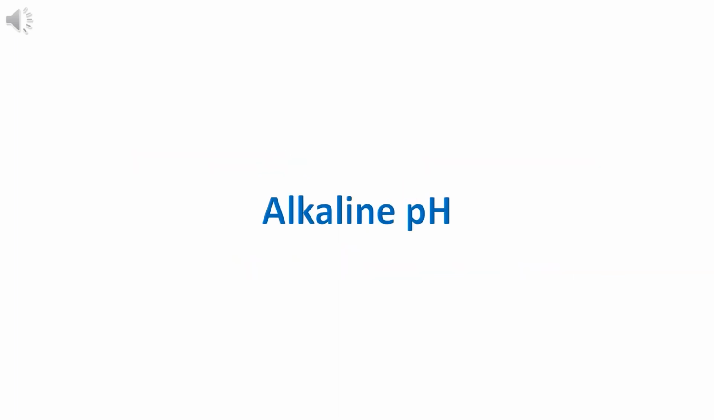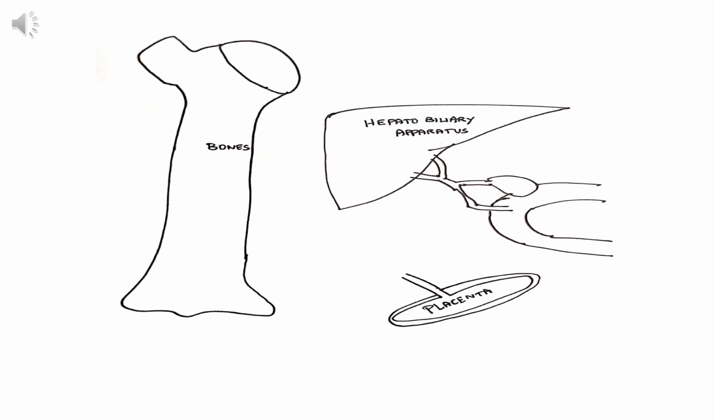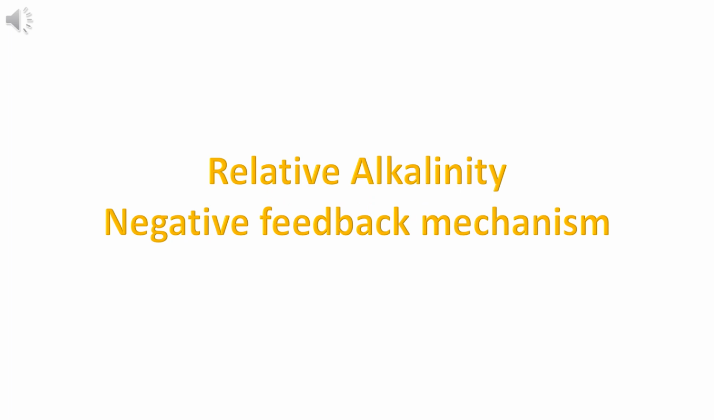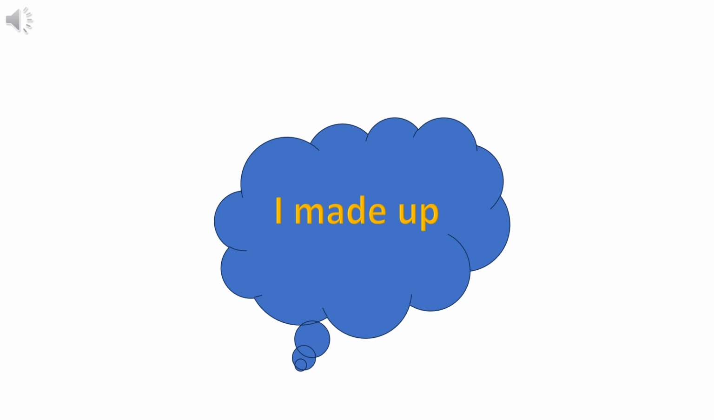As we know, alkaline phosphatase works in alkaline pH, which is in bones, hepatobiliary apparatus, and placenta. Now I have two hypotheses to propose. One, I call it relative alkalinity, and two, the normal negative feedback mechanism. These are two things that I made up.